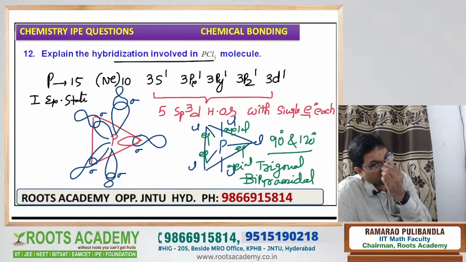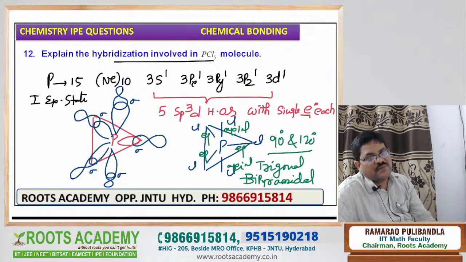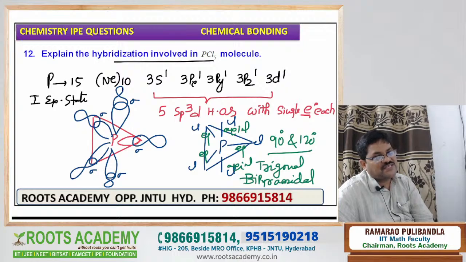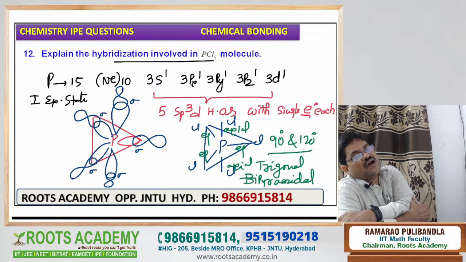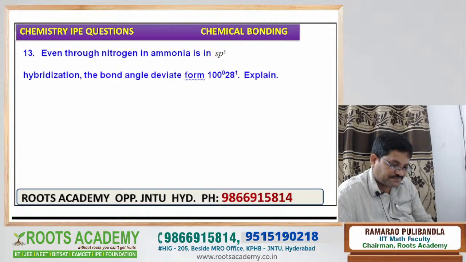In the first check, instead of phosphorus, what you write? 3s1, 3px1, 3py1, 3pz1, 3d1. Now the phosphorus having 1 s-orbital, 3 p-orbitals, 1 d-orbital, head-on combining themselves, head-on overlapping themselves forms 5 sp3d hybrid orbitals with single electron each. These 5 sp3d hybrid orbitals head-on overlap with pz orbitals of the surrounding chlorine atoms and form 5 sigma bonds, and you get sp3d hybridization.